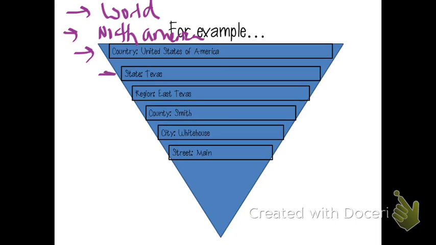Within the state of Texas, we live in another, smaller group called a region, and we live in East Texas. Within East Texas, we live in Smith County. Within Smith County, you live in the city of White House. And if we're talking about the school, we are located on Main Street. So we have started off broad and narrowed it down smaller and smaller and smaller. And that is what we are doing in taxonomy.